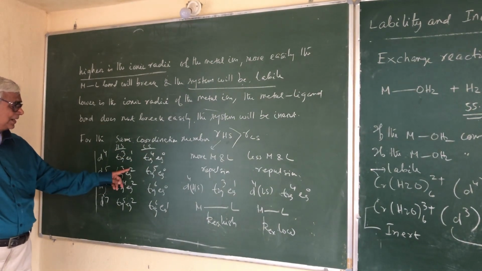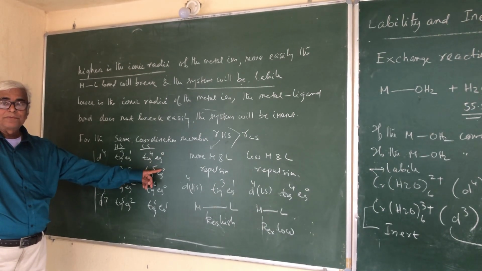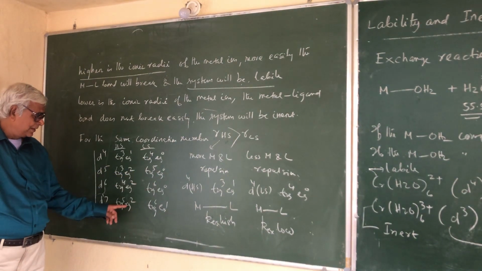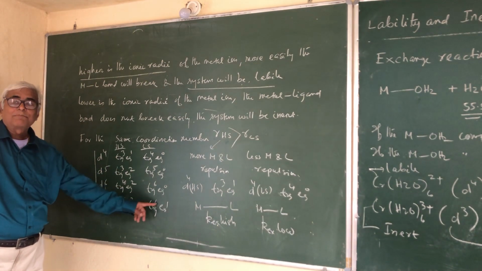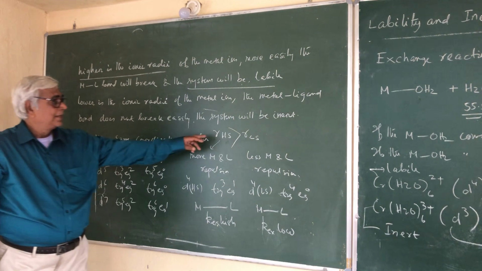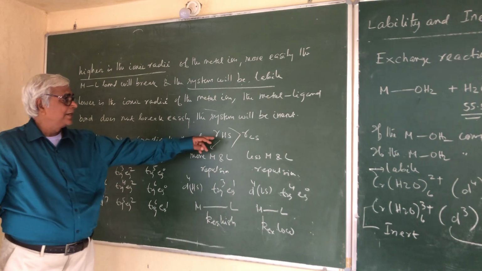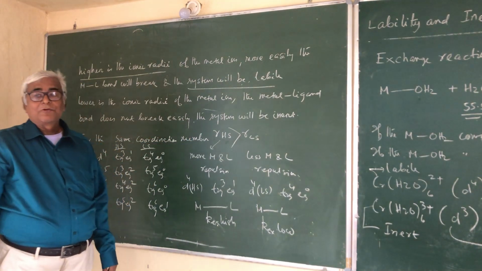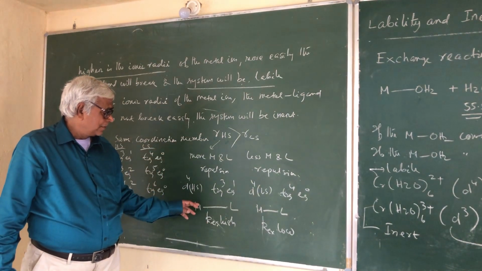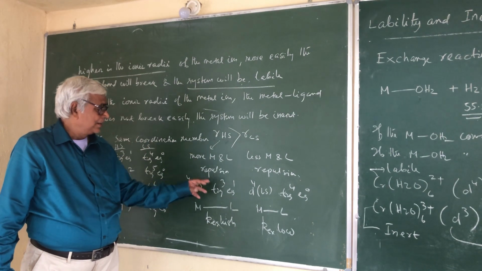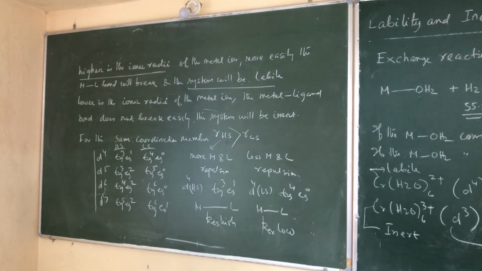In the d5 system, here the eg orbital has 2 electrons, here the eg orbital has no electron. So metal-ligand repulsion will be more here in comparison to this. Here the t2g orbital has 2 and the eg orbital has 2 electrons, here 1 electron, so repulsion will be more here and less here. Therefore, for the same coordination number, the radius of high spin will be greater than the radius of low spin. High spin complexes have longer metal-ligand bonds, so they are mostly labile, while low spin complexes are mostly inert. So let us take some examples.